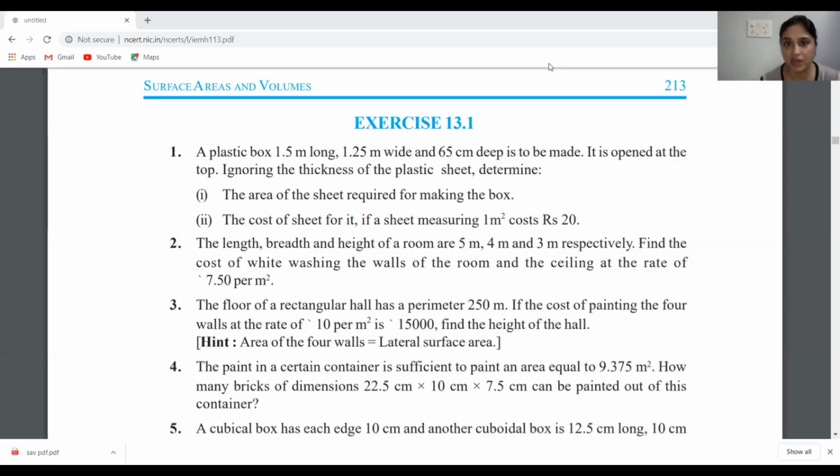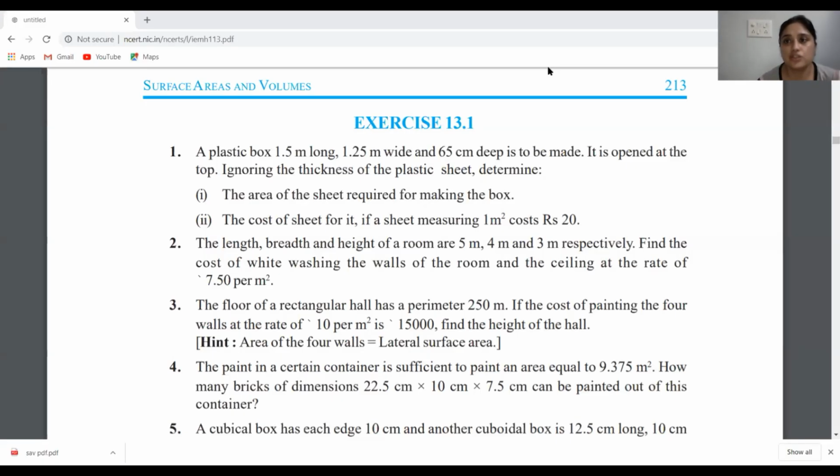So be very careful while reading, because proper understanding of the question is going to help you decide which formula you are going to opt for. So now, bacha, let us read the first question.